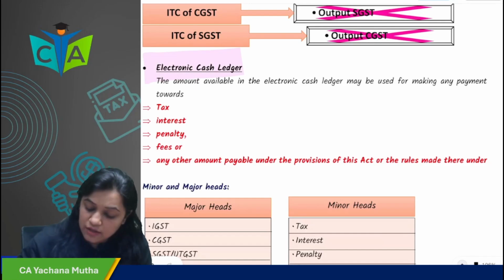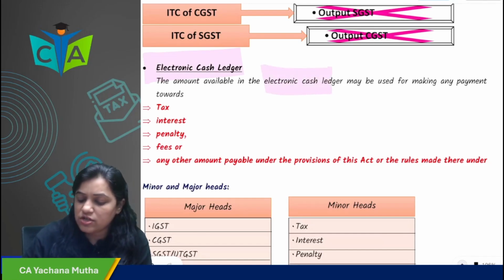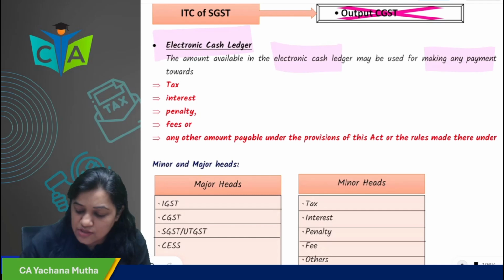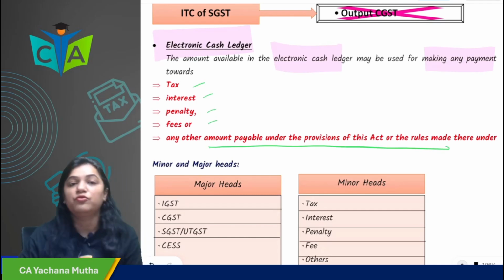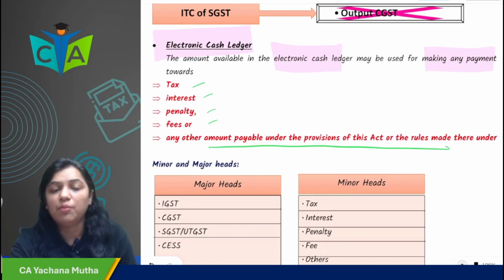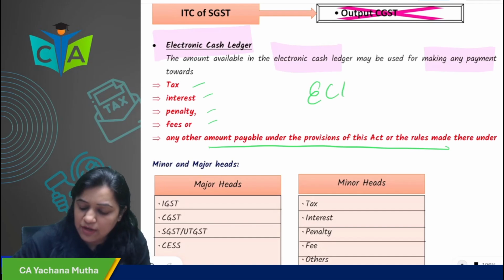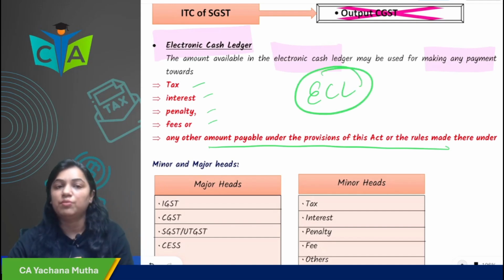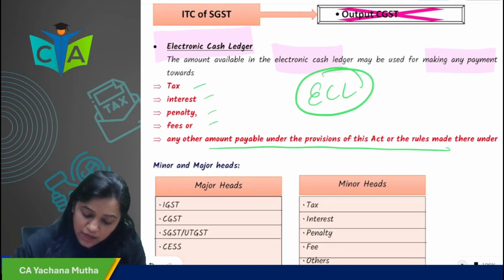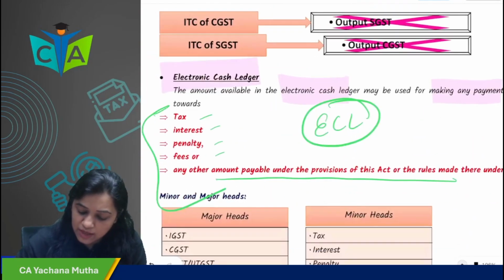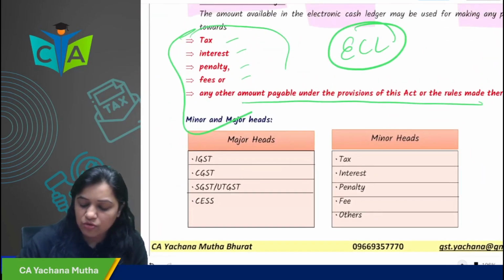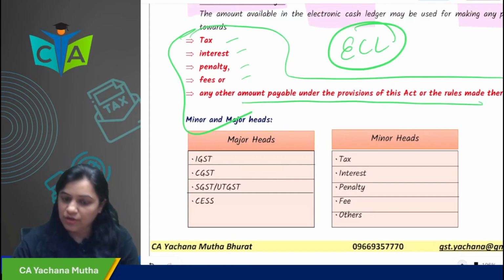The amount available in the electronic cash ledger can be used for making payment towards tax, interest, penalty, fees or any other amount payable under the provisions of this Act. So whatever is the amount available in the electronic cash ledger, you can use it for making payment of tax, interest, penalty, late fees or any other amount, okay?